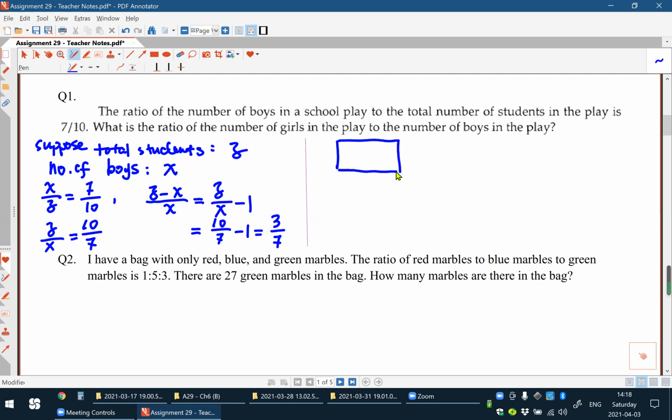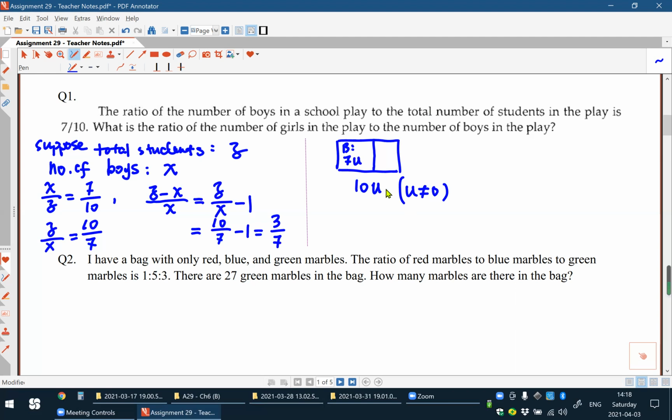okay, the total number of students is 10 units, right? Let's denote it with 10U. And we also know that boys is 7 units, so let's denote it as 7U. Note here, the ratio 7 over 10 does not necessarily mean that the total number is 10 and boys is 7, right? We can only say that if the total number of students is 10U, that's 10 units. We don't know the units here. For example, U could be any number that is not 0, right?